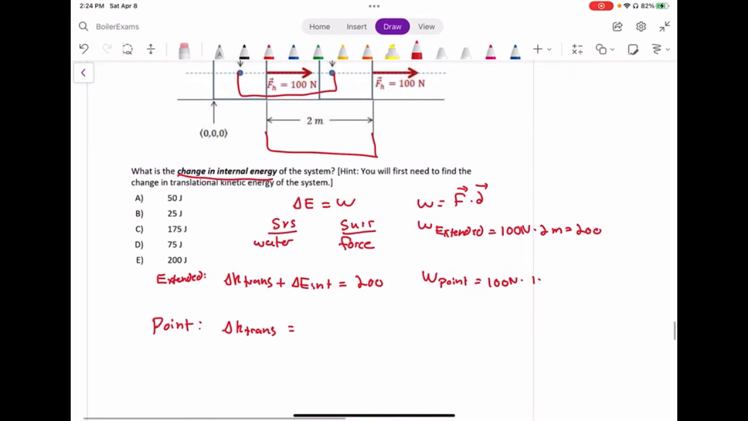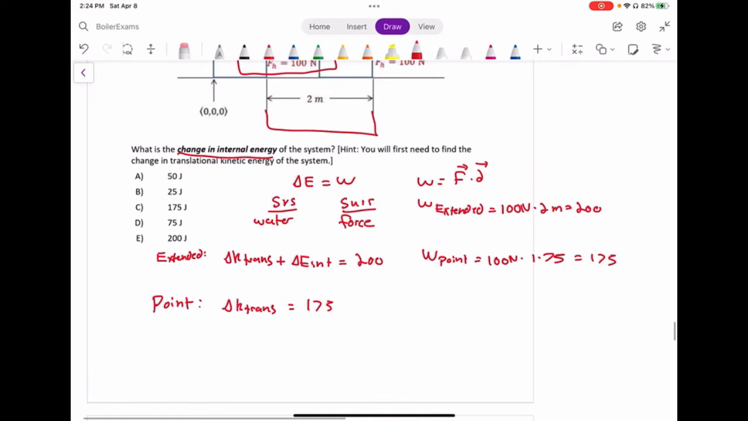So it's 100 times 1.75, which is 175 for our work. So now we know this. Now we know delta K trans, and if we come back down to our extended, we now know that 175 plus delta E internal equals 200. Subtract 175, delta E internal equals 25. B. And there we go.